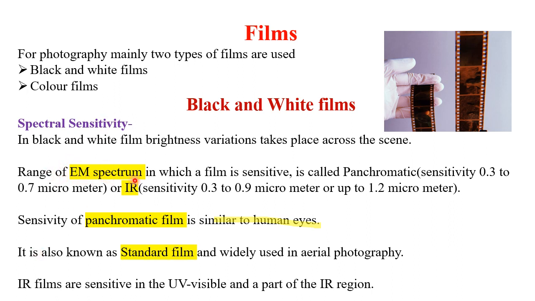Range of electromagnetic spectrum in which a film is sensitive is called panchromatic, which sensitivity lies in 0.3 to 0.7 micrometer. And sensitivity of panchromatic film is similar to human eyes. And this type of film is also called standard film because it is widely used in aerial photography and for other purpose.